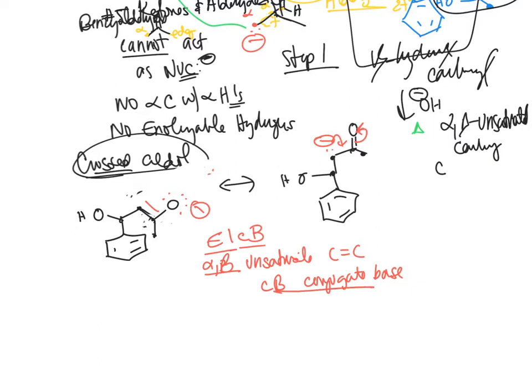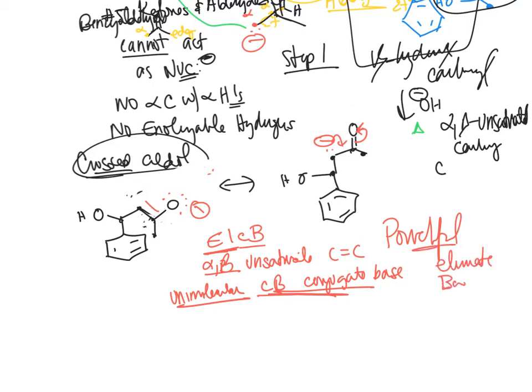And an E1cb is powerful. Okay, it will do it. It's an E1 elimination, so it's unimolecular. So it can do it with itself. It doesn't take two molecules coming together. It's going to happen within the same molecule. The conjugate base is strong enough that it can eliminate a bad leaving group. And what's your bad leaving group? OH. It can kick out the OH minus, a bad leaving group.